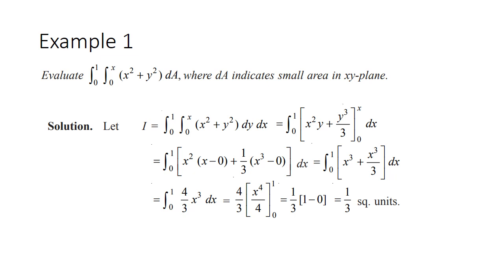Now when we integrate this with respect to x, we will get x⁴/4 with a 4/3 outside. Now substitute the upper limit 1 and the lower limit 0 in the place of x. Then we will get 4/3 times 1⁴/4. So 4 and 4 get cancelled. So the final answer is going to be 1/3 square units.